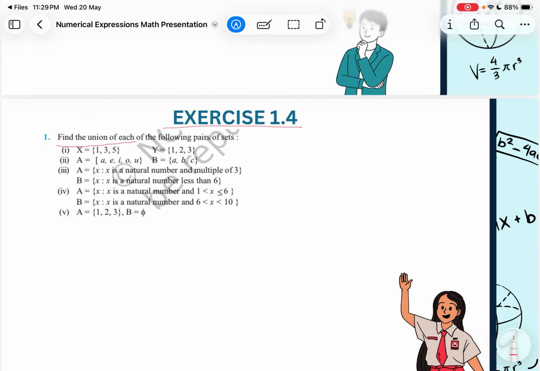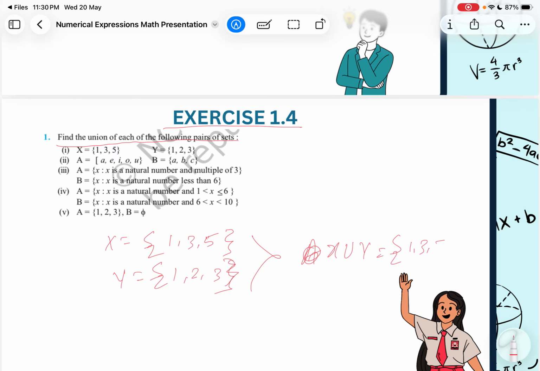Now exercise 1.4: find out the union of each of the following pairs of sets. Okay, so we have X equal to {1, 3, 5}, and we have Y equal to {1, 2, 3}. So we will write all the elements. X union Y will be {1, 3, 5, 2}, 1 and 3 are already there, 2 is missing, so add 2, right? So this is the answer.